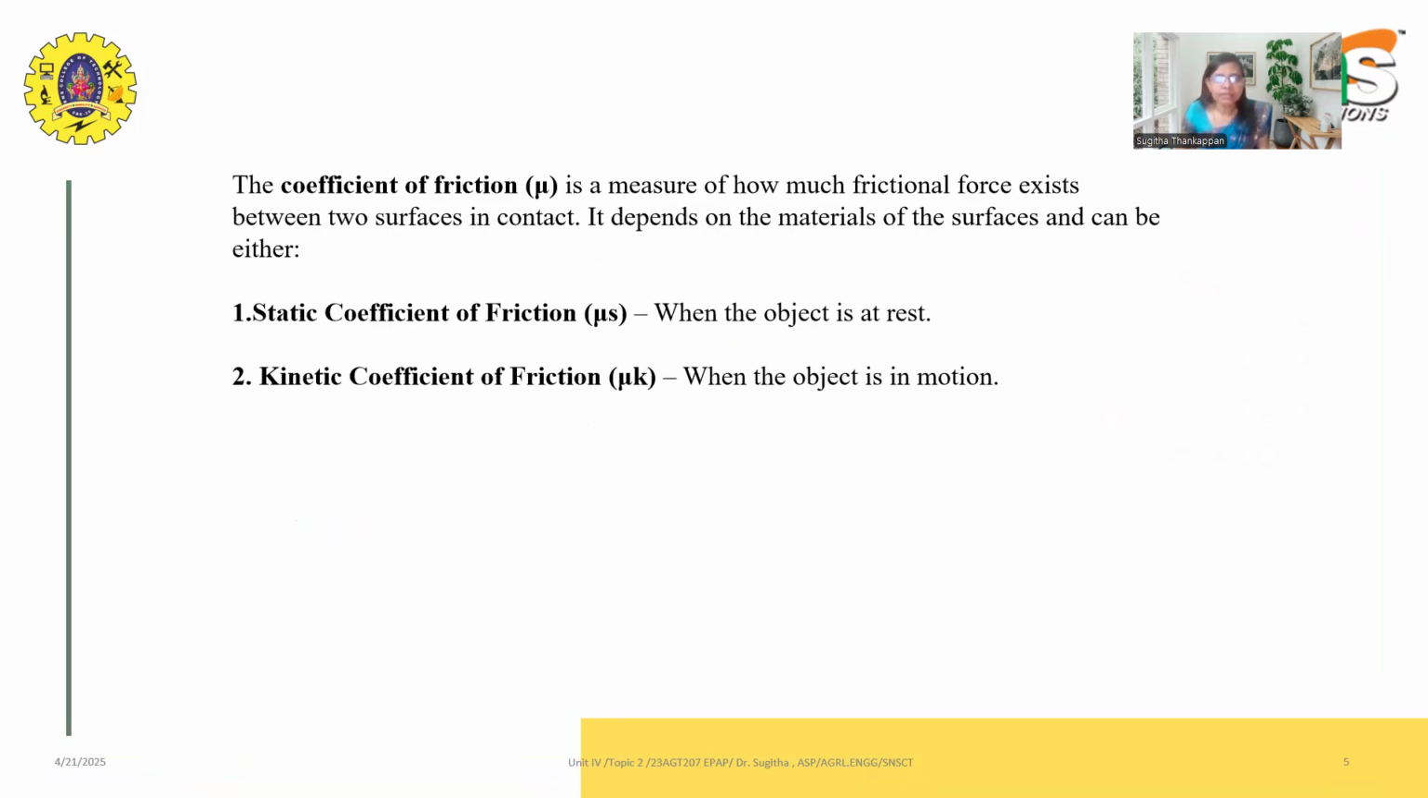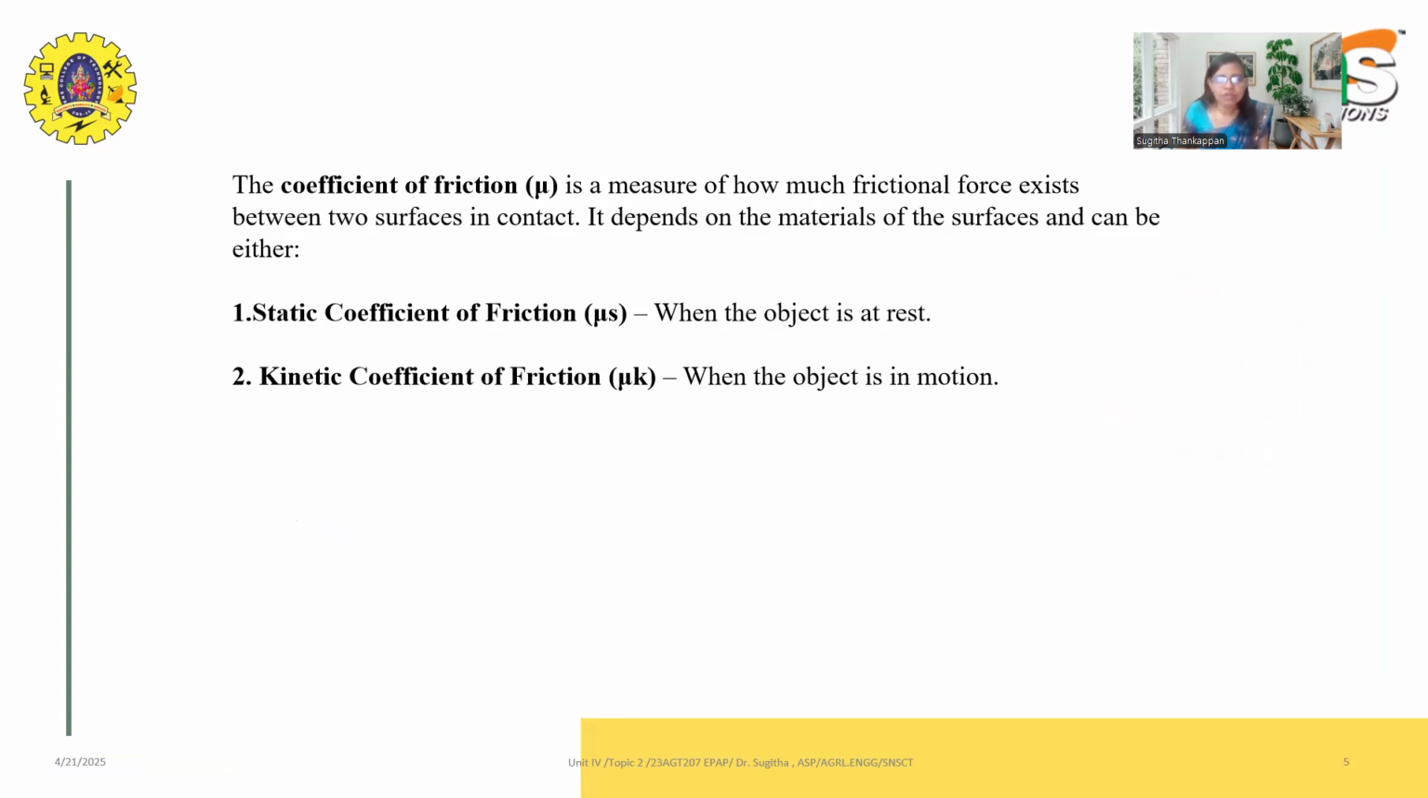There is an important term called coefficient of friction, denoted as mu. What is coefficient of friction? It is the measure of how much frictional force exists between two surfaces in contact. One may be the plate and another may be your product of interest. So it depends on the material of the surfaces.